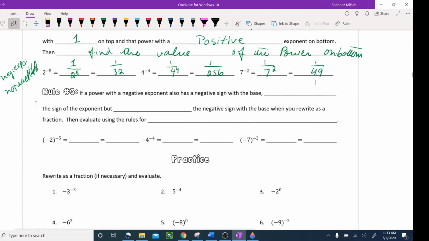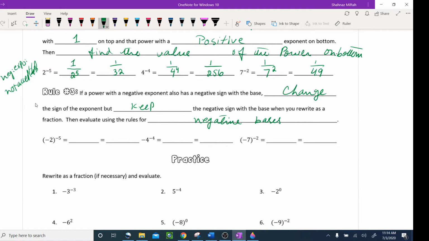Okay, let's see rule number 3. If a power with a negative exponent also has a negative sign with the base, change the sign of the exponent, but keep the negative sign with the base when you rewrite it as a fraction. Then evaluate using the rules for negative bases. We did negative bases in part one of this, lesson 4a.